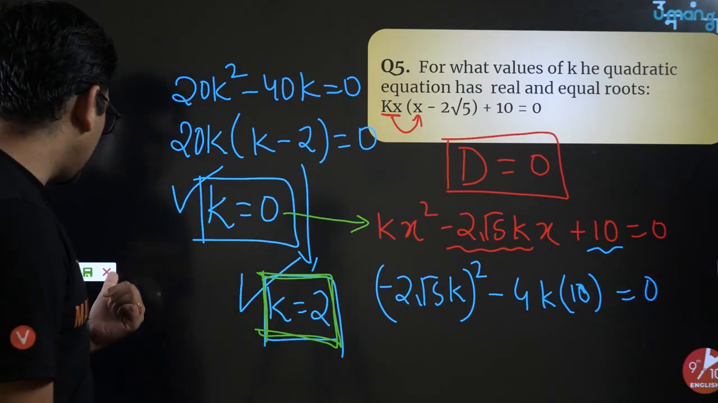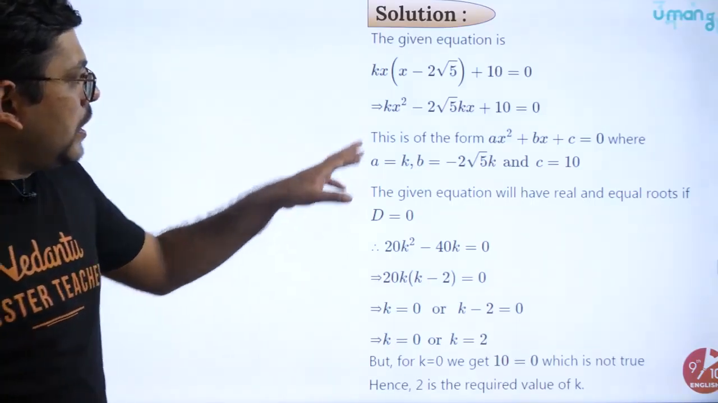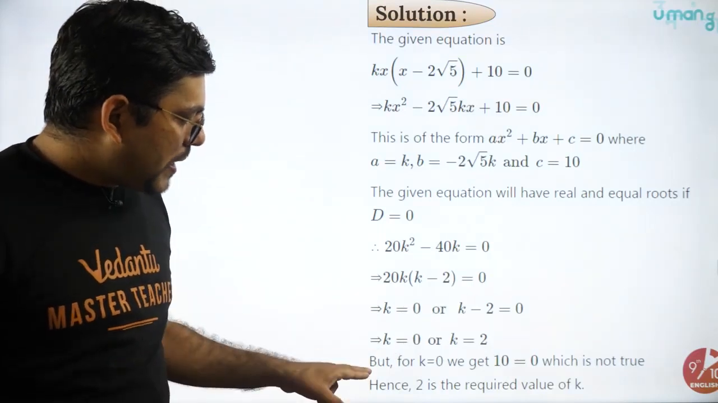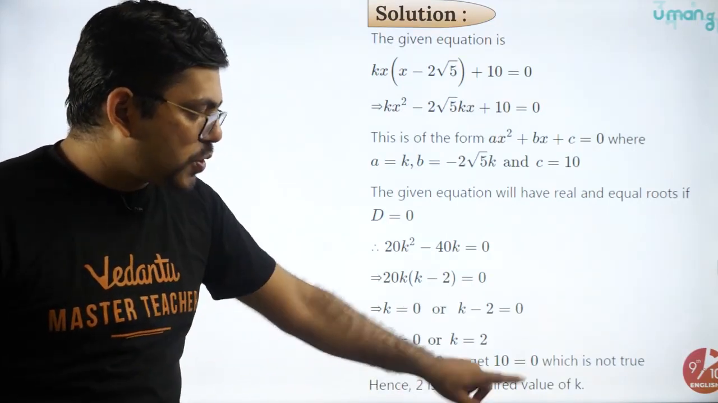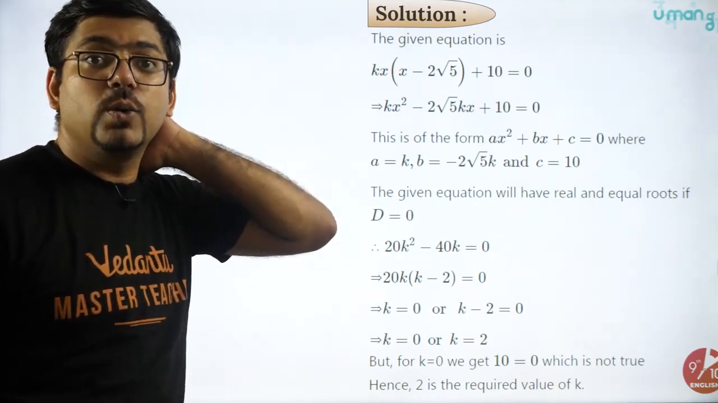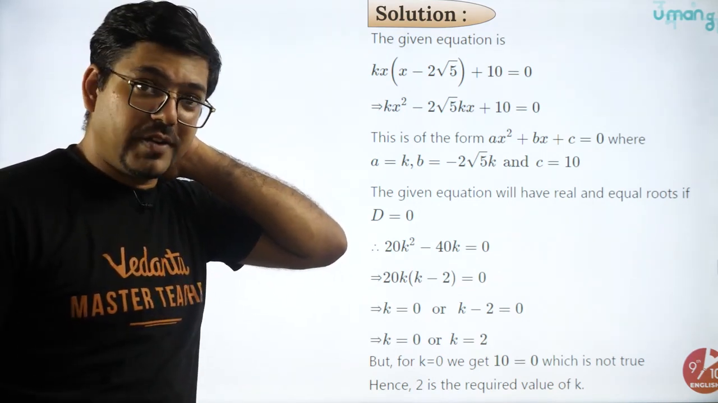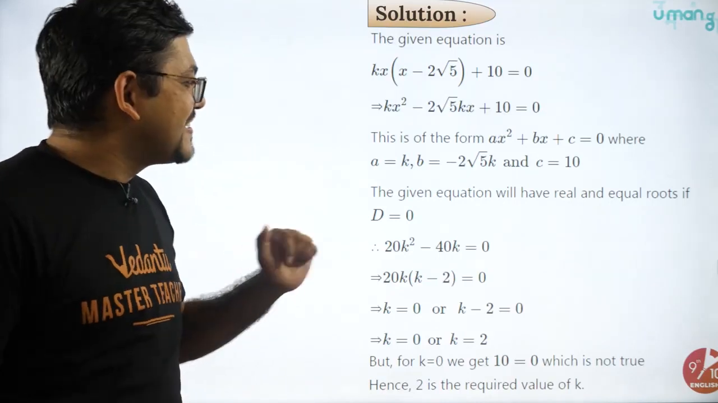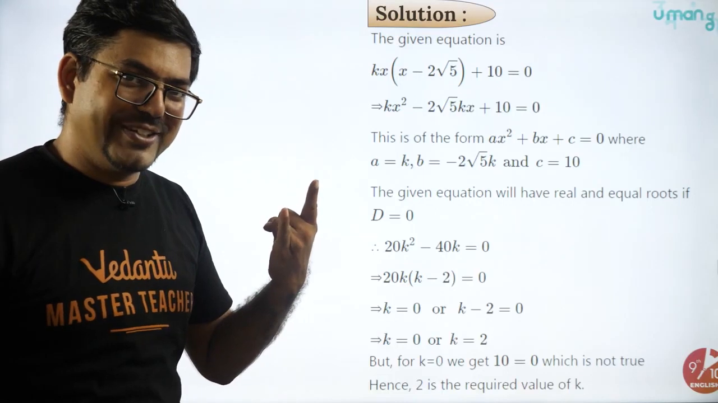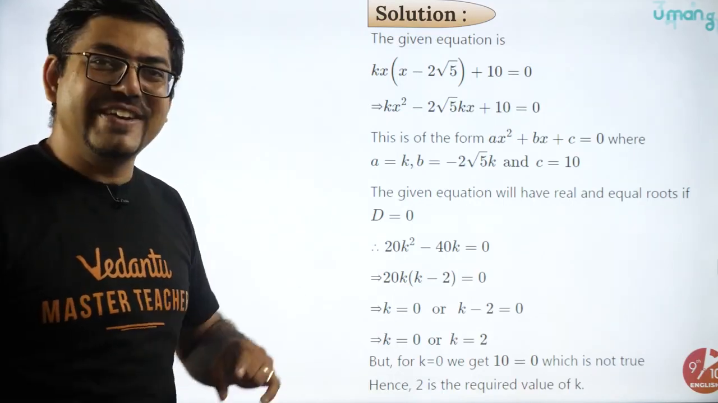Cool? Chalo, let me just show you the solution as well. They have also done the same thing, 20k common, k equals to 0, k equals to 2. But for k equals to 0, we get 10 equals to 0, which is not true. Hence, 2 is the required value of k. 2 is the only required value of k. Fine? I hope you understood that. Chalo, if you all understood, let's move on.